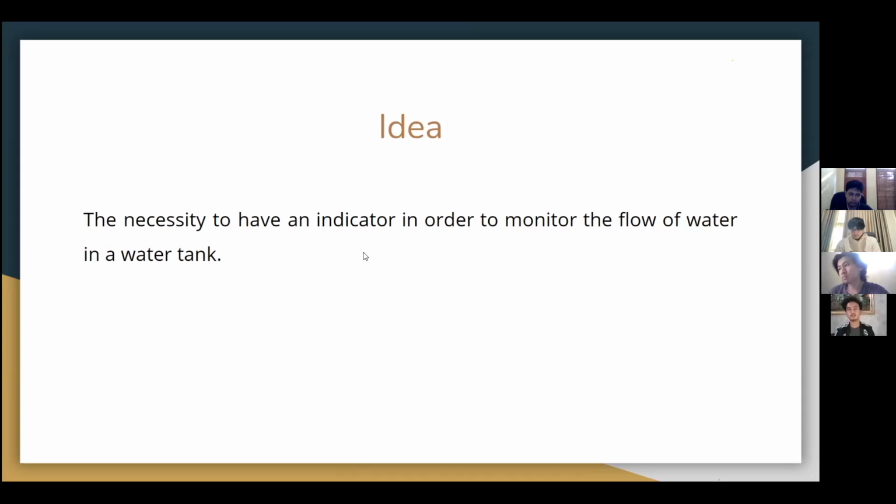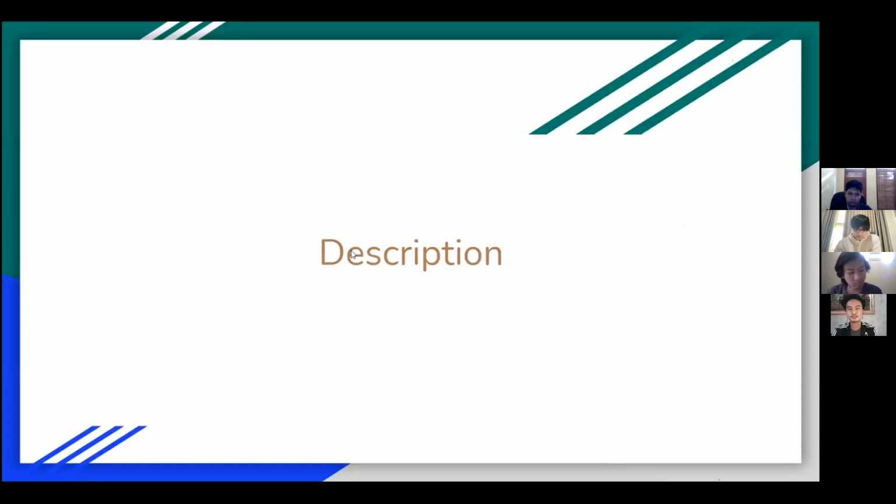So basically the main idea is, if you have an aquarium, our device is applicable to detect the level of the height of the water in the aquarium. So it will display various indicators in the device.